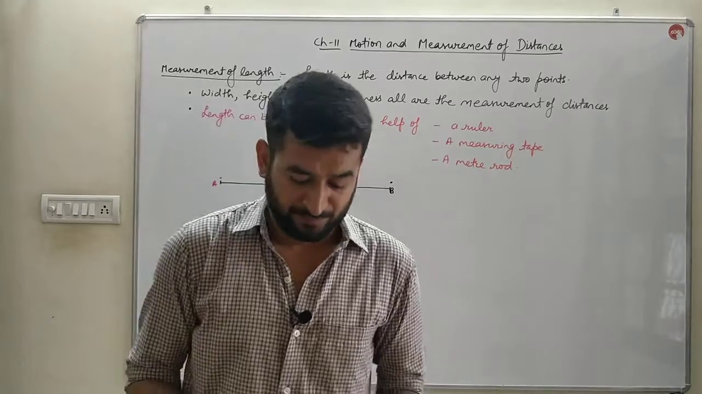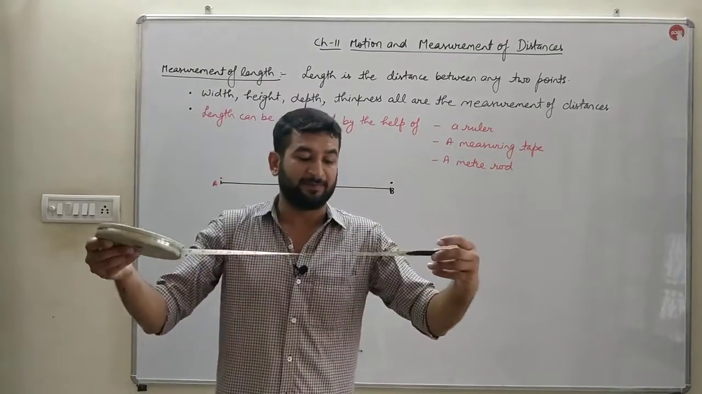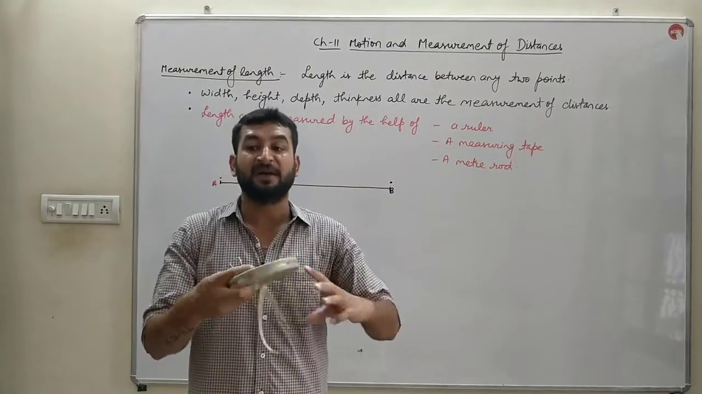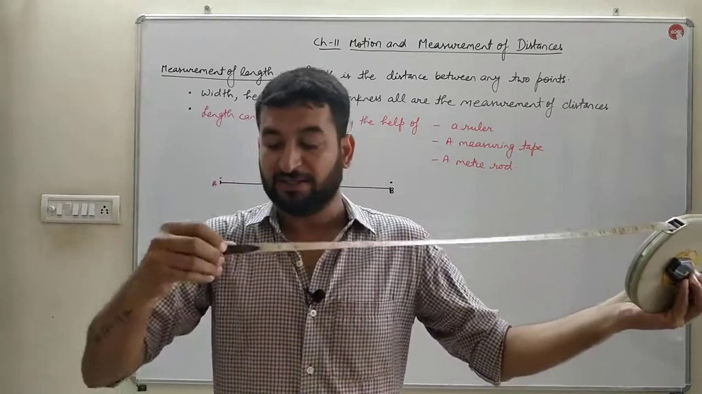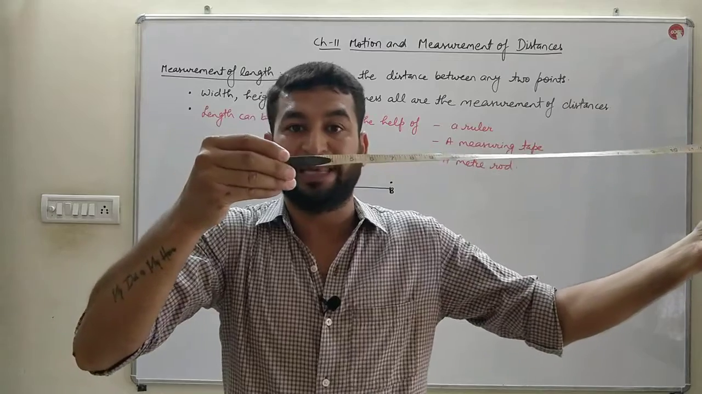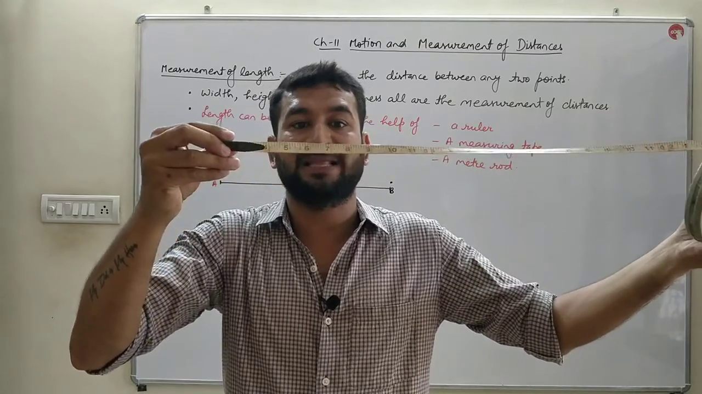Next, bache, the second one is the measuring tape. That is a measuring tape. As you can see here, below this label, 0 is written. And then the numbers are increasing.